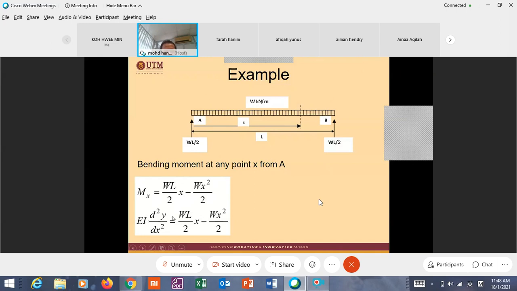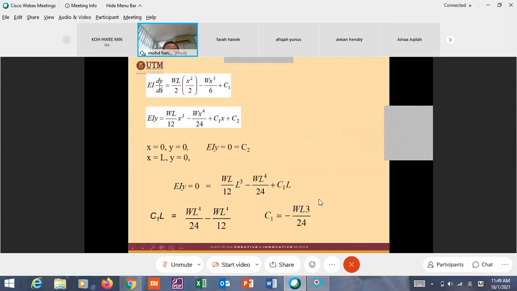Sorry, M(x) is equal to EI d squared y over dx squared. Then integrate. The first integration gives the slope equation. The second integration gives the deflection equation. I hope you have no problem doing the integration. I don't have to teach mathematics, assuming that you are familiar with integration.